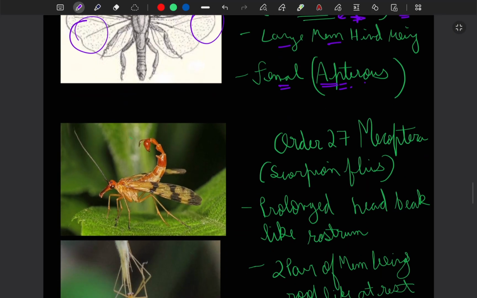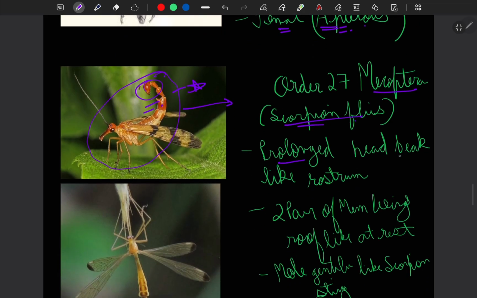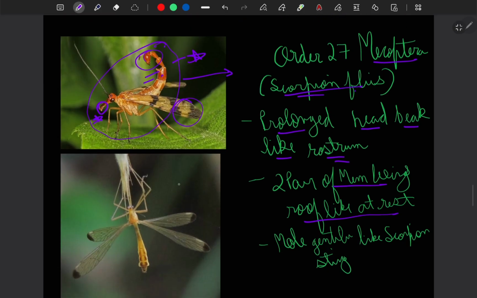The next order is Mecoptera. Mecoptera is also known as scorpion fly. Now you can clearly see that it has a scorpion sting-like structure, and thus it is Mecoptera, that is scorpion fly. They have prolonged head beak-like rostrum. You can clearly see the head beak. Two pair of membranous wings, roof-like rest. When they are at rest, their membrane forms a roof-like structure.